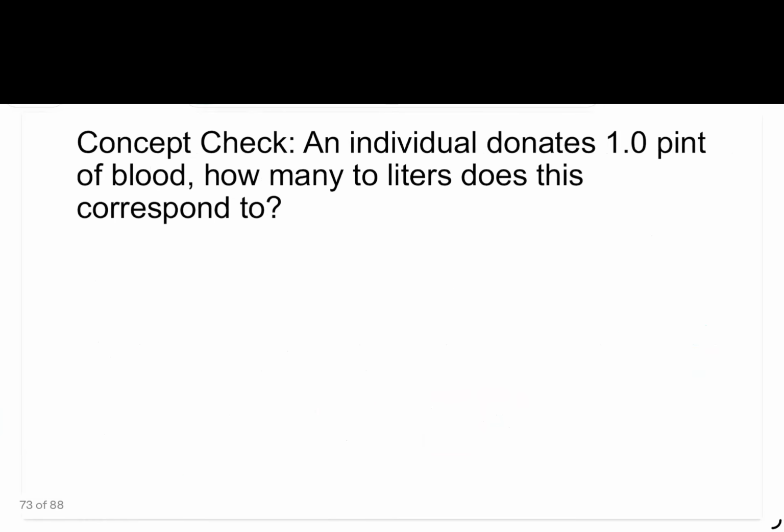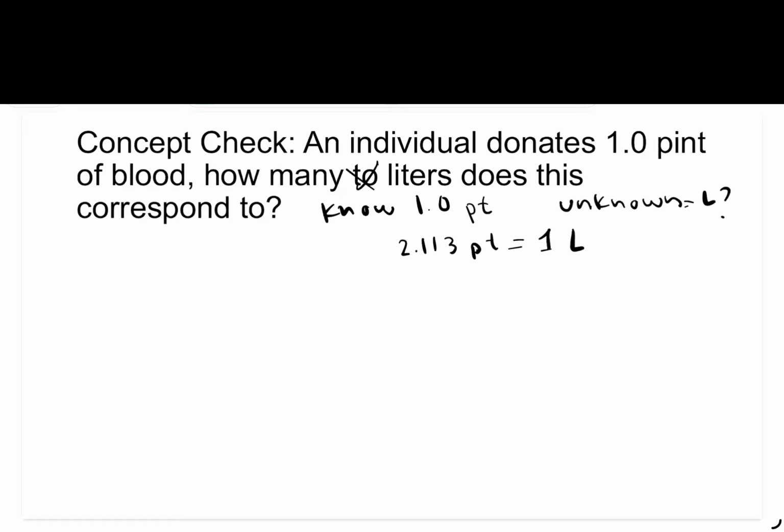In another example, this is a concept check actually. I'd like you guys to work this out. An individual donates 1.0 pints of blood. How many liters does this correspond to? So what do we know? 1.0 pints. And what's unknown is how many liters is that? There are 2.113 pints for every 1 liter. So go ahead and try this. And if you're not sure where to start, fast forward and I will do this example.